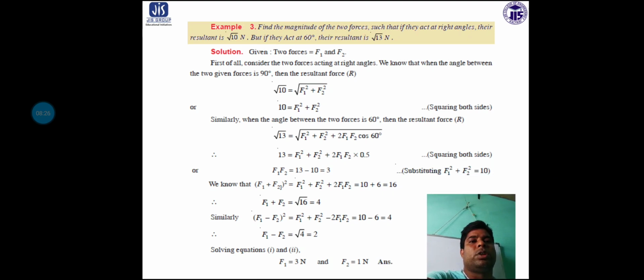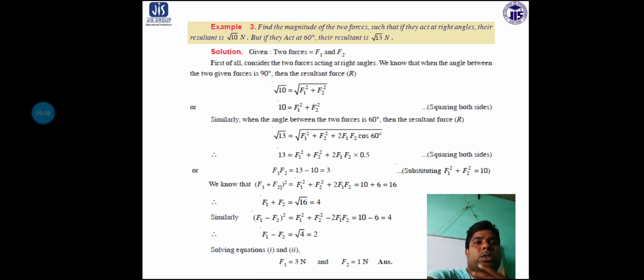Another problem here, equal to problem number 3. Here we discussed three different conditions. That's why we can discuss the different types of problems related to the parallelogram law of forces. Now find the magnitude of the two forces such that if they act at a right angle, the resultant is root 10 Newton, but if they act at 60 degrees, their resultant is root 13 Newton. So here there are two cases.